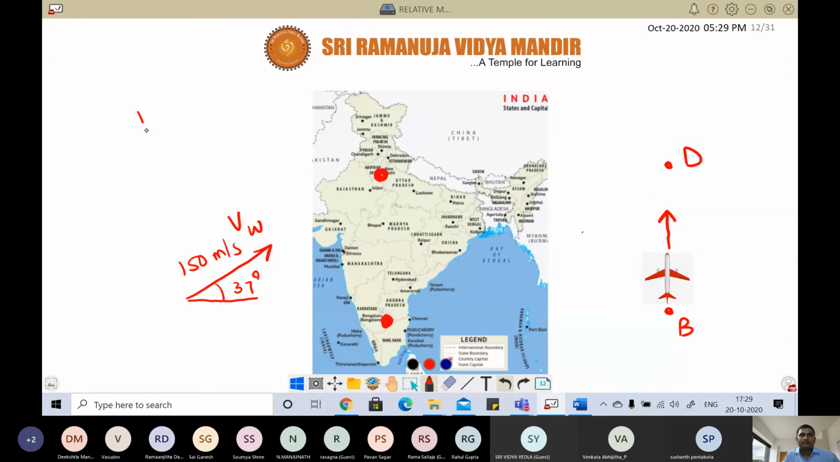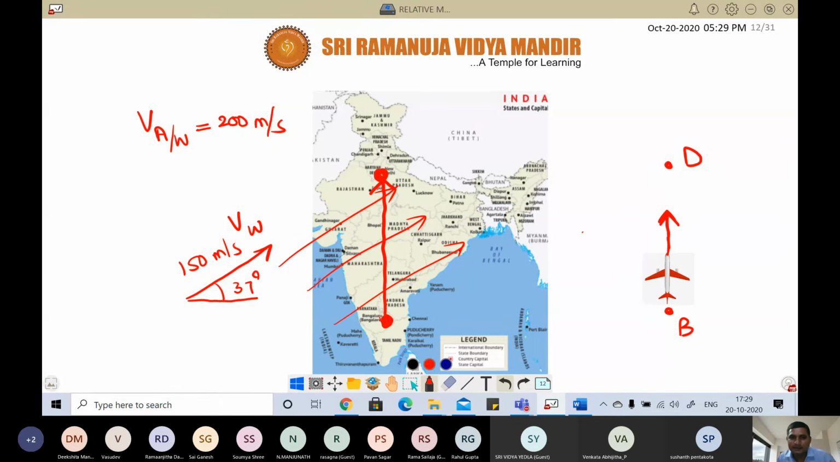Let us say the velocity of the aeroplane with respect to wind is given as 200 meters per second. Velocity of wind is given as 150 at an angle of 37. That means wind is blowing like this on the India map. Now suppose he heads in this direction, that means his effort is along this direction from Bangalore to Delhi only.